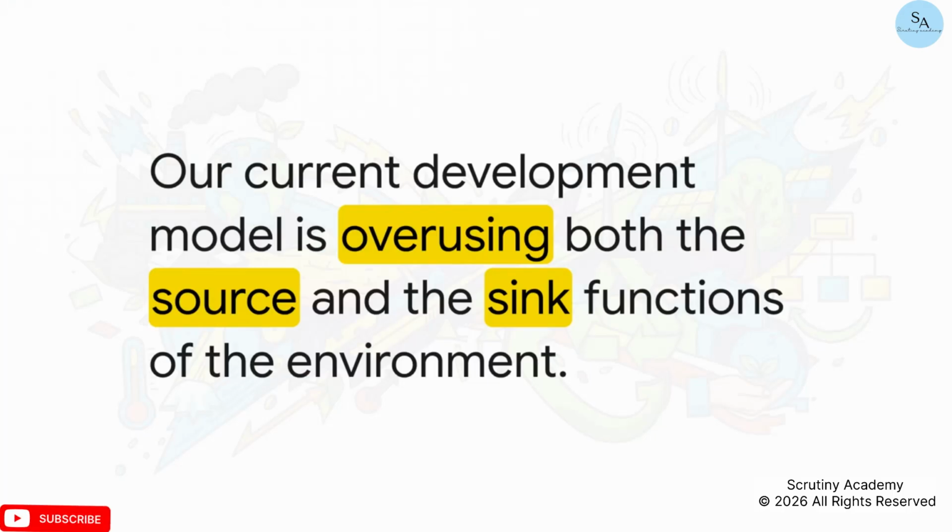So here's the big problem, the real crux of the issue. Our current way of doing things is putting a double whammy on the planet. We're overusing the source by taking resources way faster than they can grow back. And we're overwhelming the sink by dumping waste much faster than nature can break it down. And that, right there, is the very definition of unsustainable.